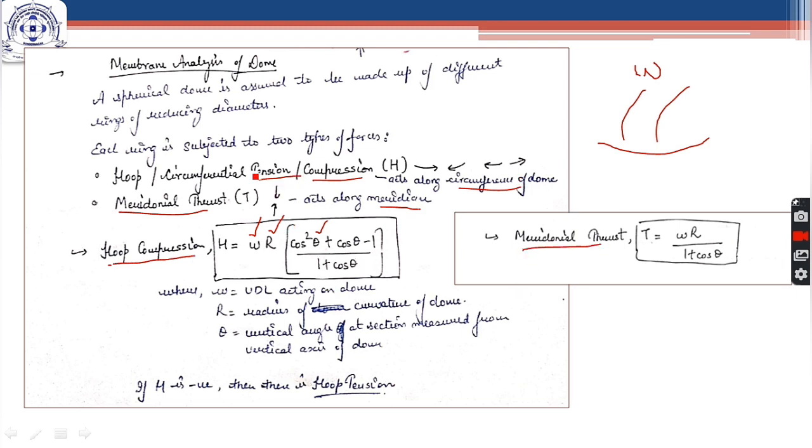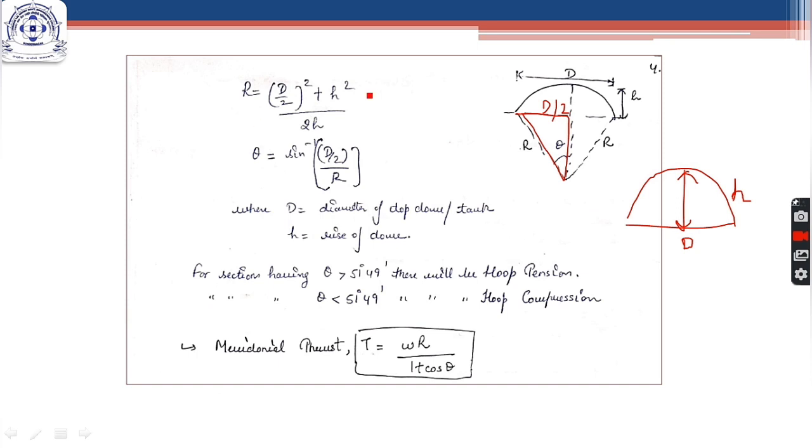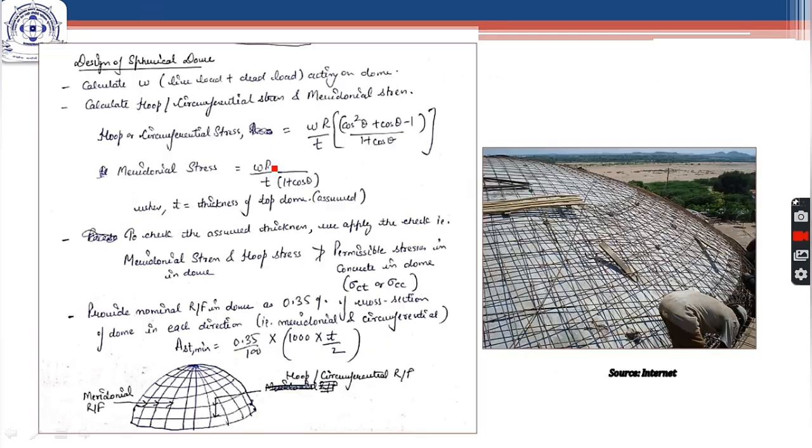So this force can be either compressive or tensile. So how can we decide that? If theta, that is the semi-vertical angle, is less than 51 degree 49 minutes, then there will be hoop compression, and if theta is greater than 51 degree 49 minutes, then there will be hoop tension. So I hope you are clear up to here.